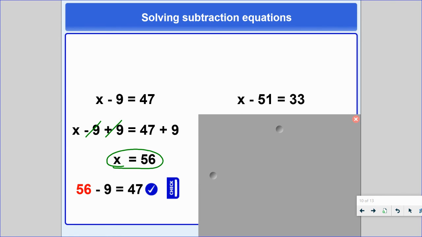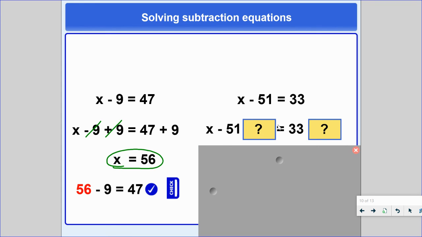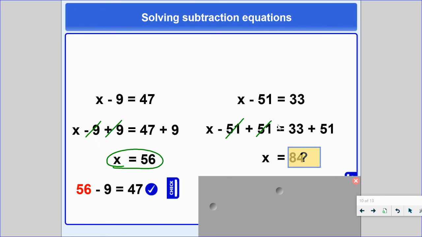To get rid of subtracting 51, we're going to do what? You're going to add 51. Naturally, a positive 51 and a negative 51 will cancel out. Oh, Mr. Callan, that's not fair. Anything you do to one side, we must do to the other. So we're going to show an addition of 51 to both sides. When we do that, we find that our solution is going to be 84.